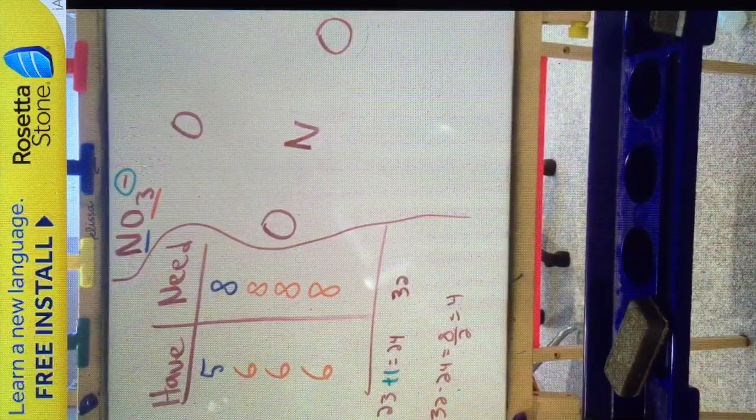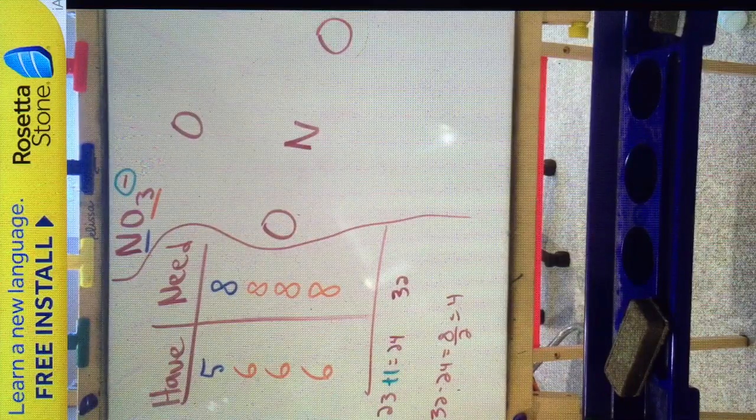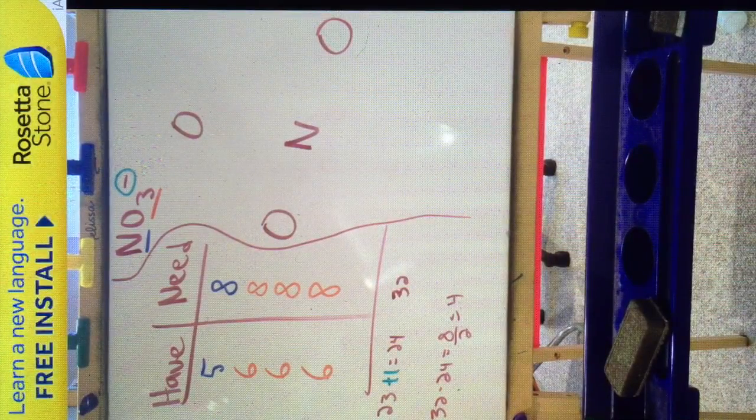Let's use nitrate as another example. So we know that there are 5 electrons in the nitrogen and 6 electrons in each of the oxygen atoms, which comes to a total of 23 electrons. But since it has a -1 charge, we need to add 1 more electron to 23 to get the total number of electrons that nitrate has, which is 24.